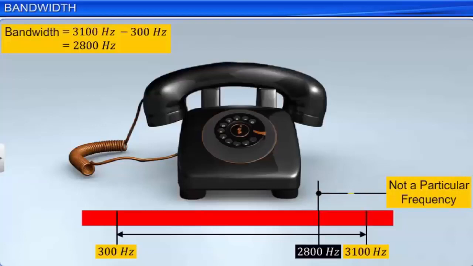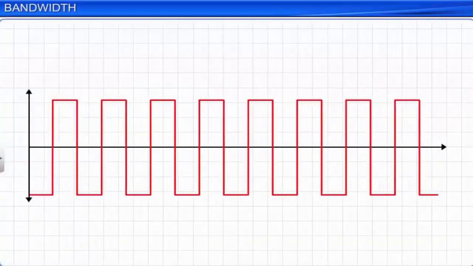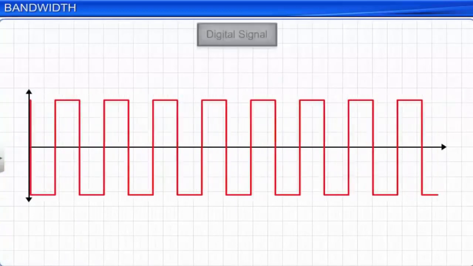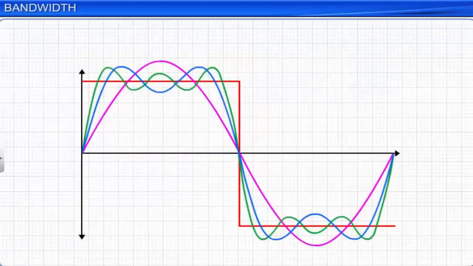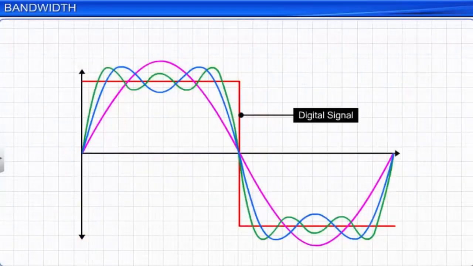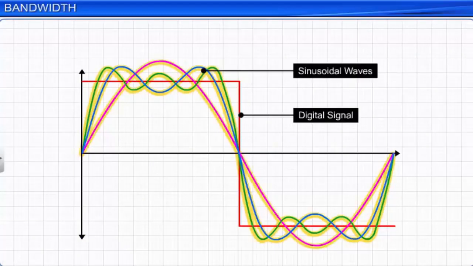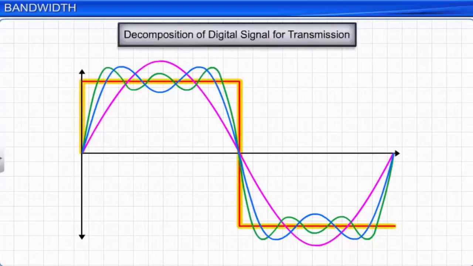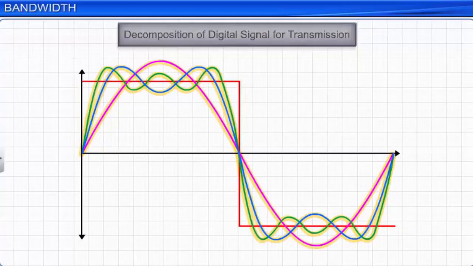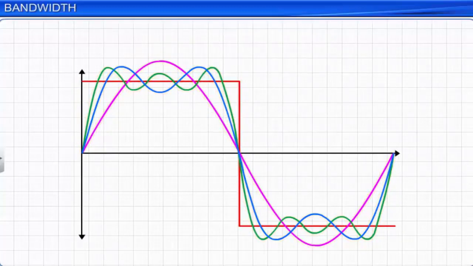Electromagnetic waves are also used to transmit digital signals over long distances. The rectangular waveform of a digital signal is actually made of a large number of sinusoidal waves superimposed over each other. Thus, for transmission, a digital signal must be decomposed into a set of sinusoidal waves at the transmitter. The same sinusoidal waves are then superimposed onto each other for reconstruction of the digital signal at the receiver.